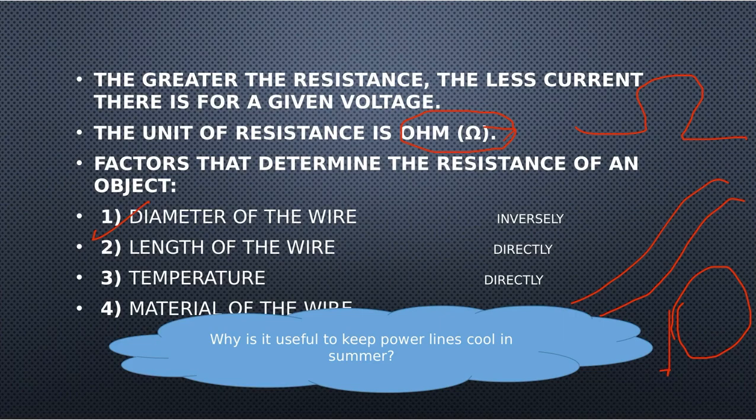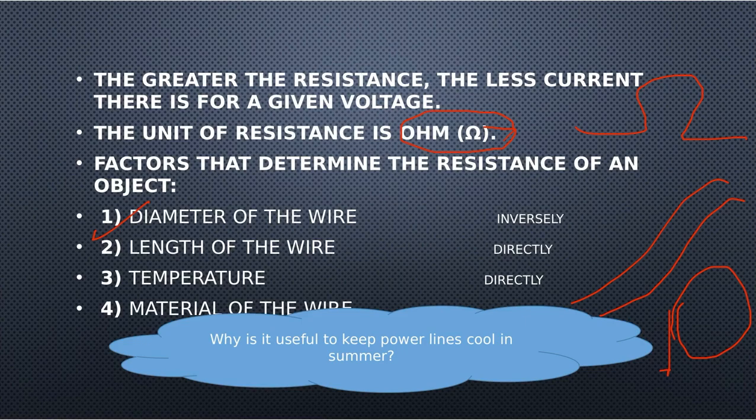Number 3 is the temperature. Also it's directly proportional to the resistance. The higher the temperature, the higher the resistance. And if the temperature is low, it means that there will be less resistance.